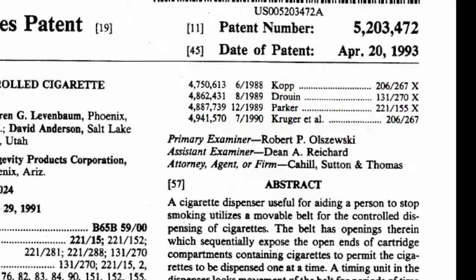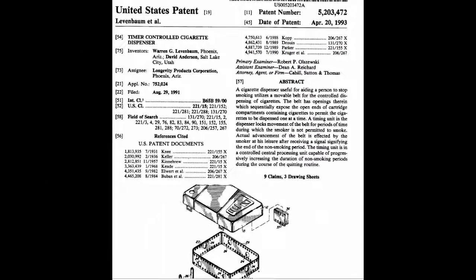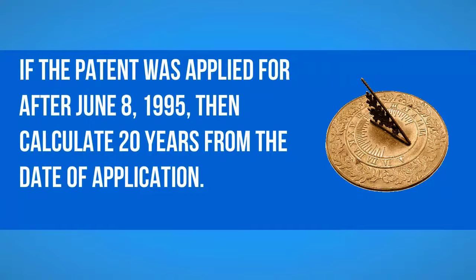This is becoming less relevant as we get further from that 1995 date, but there are still plenty of patents that would have issued in the late 90s or early 2000s where that pre-1995 rule still applies. It gets a little more complicated for newer patents. If a patent application was filed after June 8, 1995, it will be in force for 20 years from the date the application was filed.